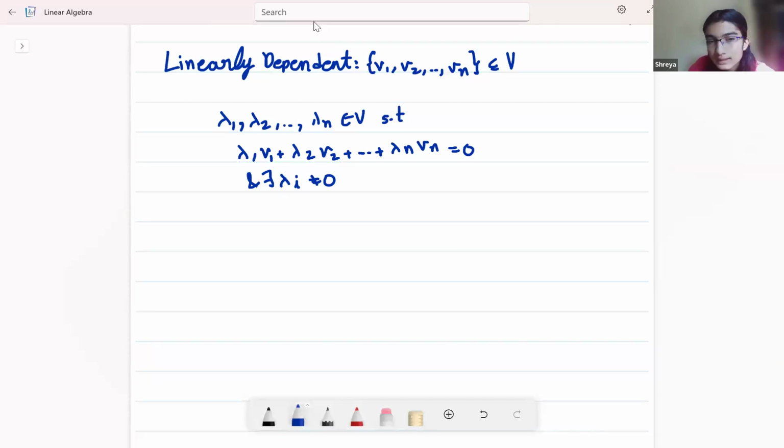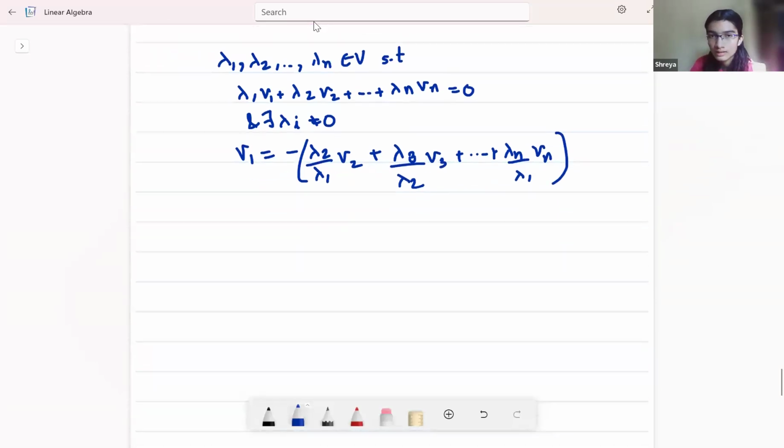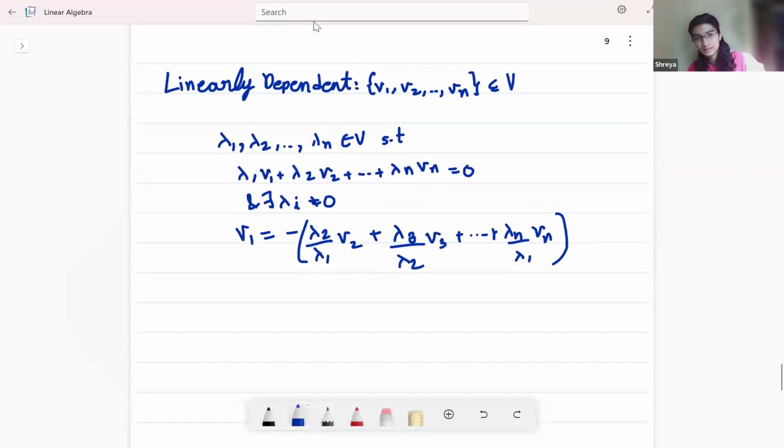So the idea is that if there is some lambda i which is non-zero, say lambda 1, then we can say v1 is equal to minus lambda 2 by lambda 1 v2 plus lambda 3 by lambda 1 v3 plus and so on. And this is basically what linear dependence means: that one of them we can write as a linear combination of the others.